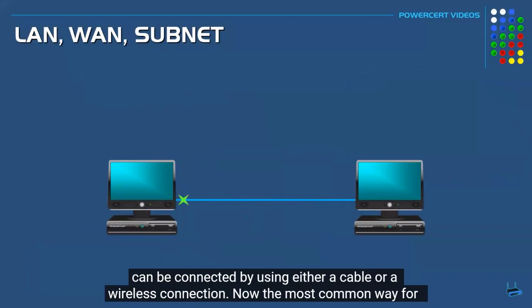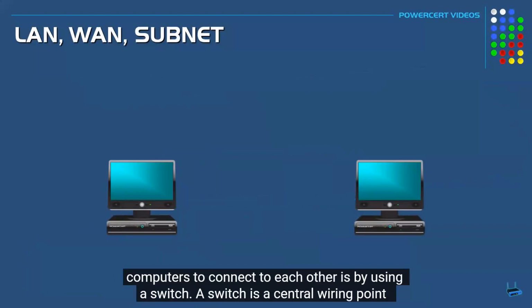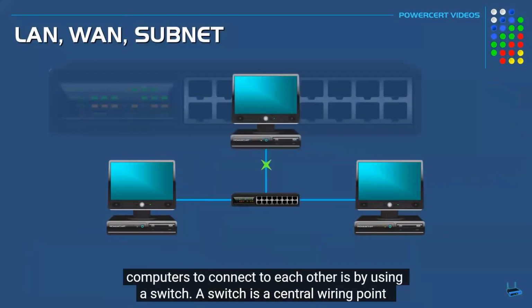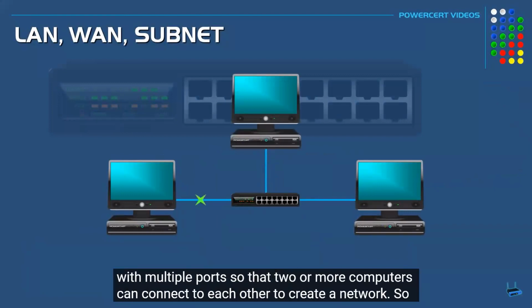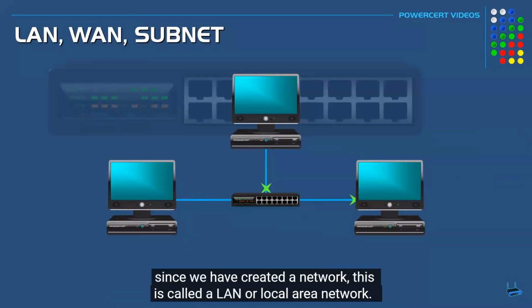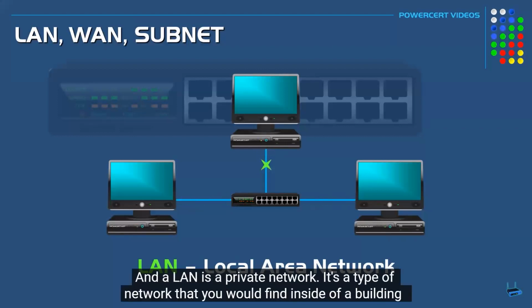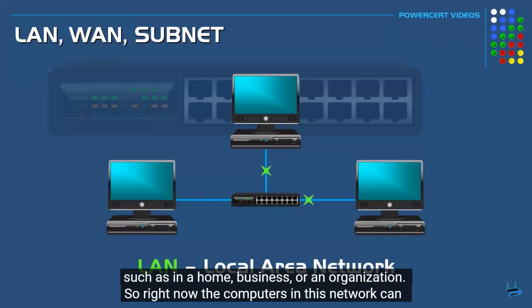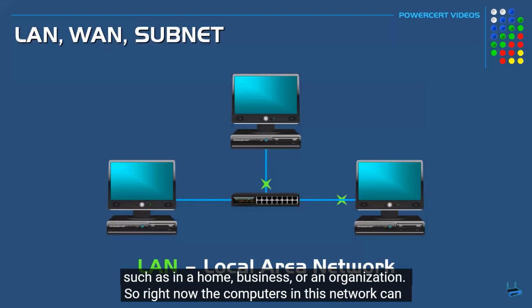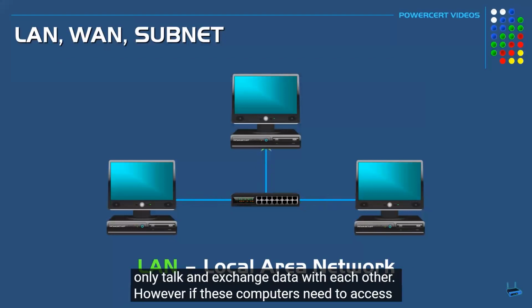Now the most common way for computers to connect to each other is by using a switch. A switch is a central wiring point with multiple ports so that two or more computers can connect to each other to create a network. Since we have created a network, this is called a LAN, or local area network. And a LAN is a private network. It's a type of network that you would find inside of a building, such as in a home, business, or an organization. So right now, the computers in this network can only talk and exchange data with each other.